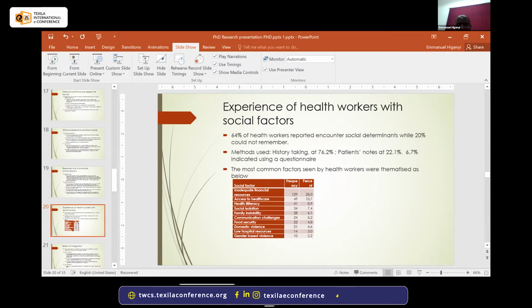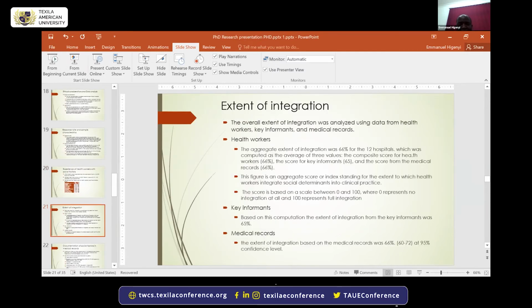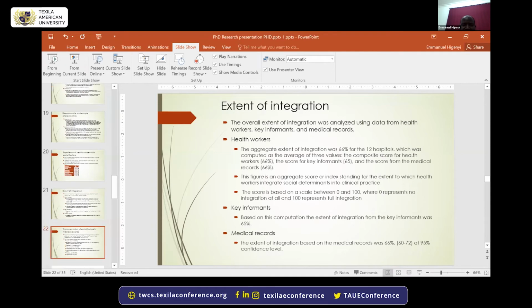And a number of the social determinants encountered are highlighted here. They include financial resources, health literacy, etc., as per the table that is highlighted there. Now, in terms of extent, the overall extent was computed from the health worker data, key informant data, and the medical records, and was computed as 66%. Interestingly, the one for health workers was 66, medical records was 66, and key informant was 65. So I computed them through arithmetic average.